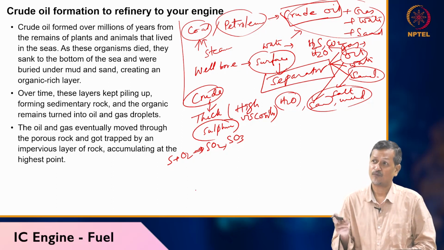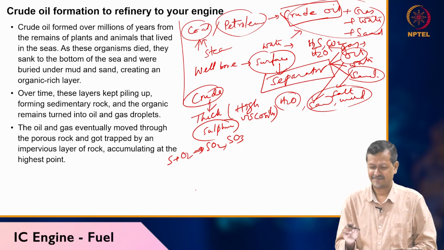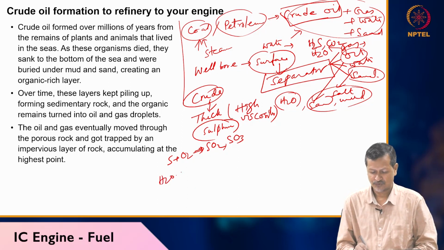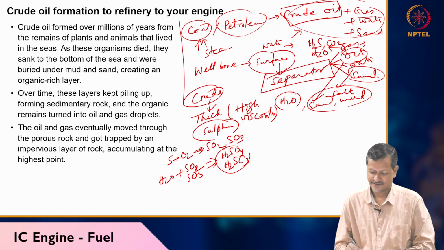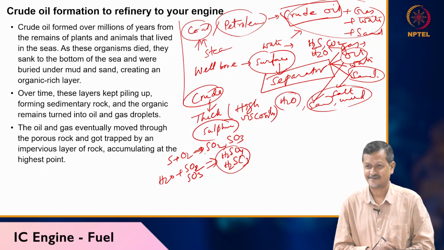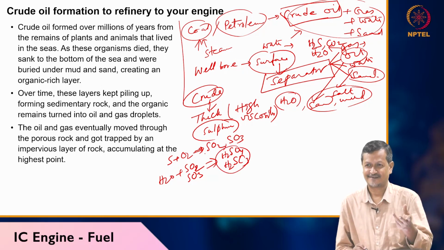Now you have water content. If that thick crude oil has a certain amount of water, then what will happen? H2O plus SO2 or SO3 will form H2SO4, H2SO3, okay. So the acid H2SO4, H2SO3 will be reacting with metal, okay. Sulfur dioxide in the atmosphere is very much harmful. If it is beyond a certain limit, then people can die also.